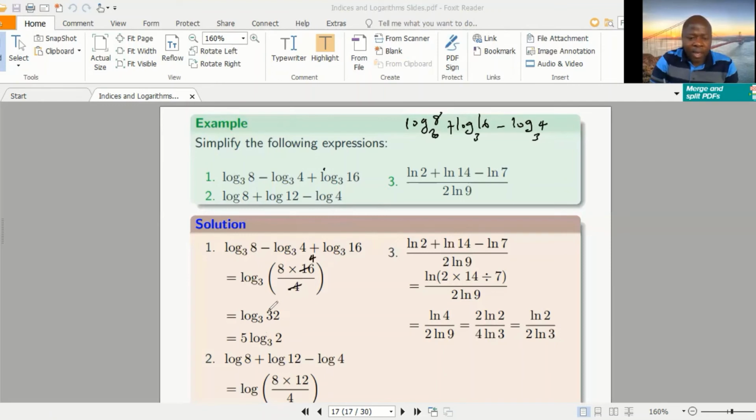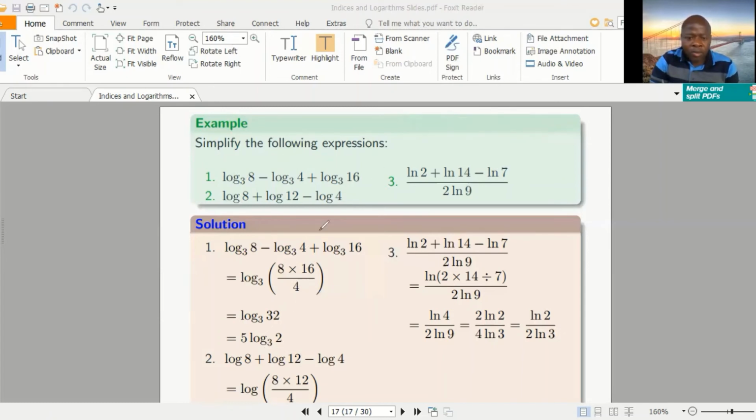I sought to simplify this further, and I found that 32 was the same as 2 raised to 5. So it's the log of 2 raised to 5 to base 3. Then using another logarithm law, 5 goes to the front. That's what I wrote. So the question was simplified using the laws of logarithm.